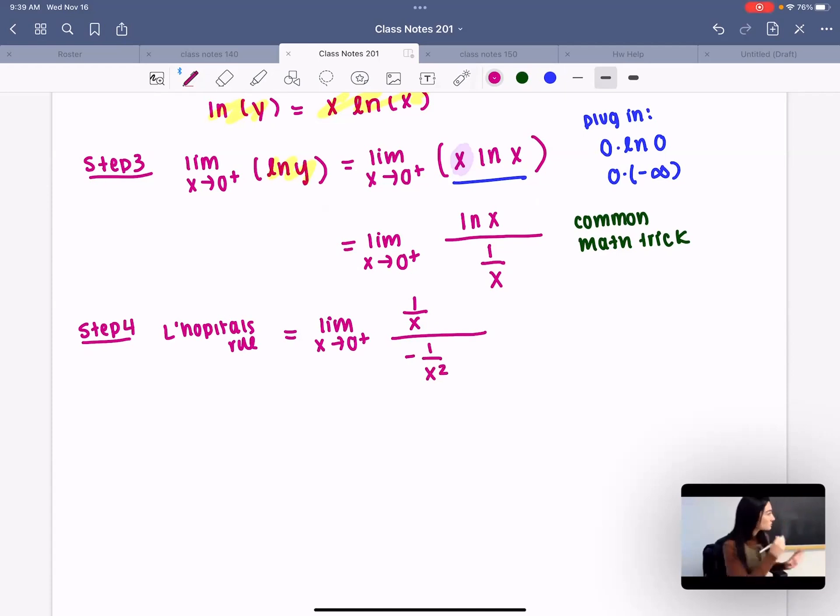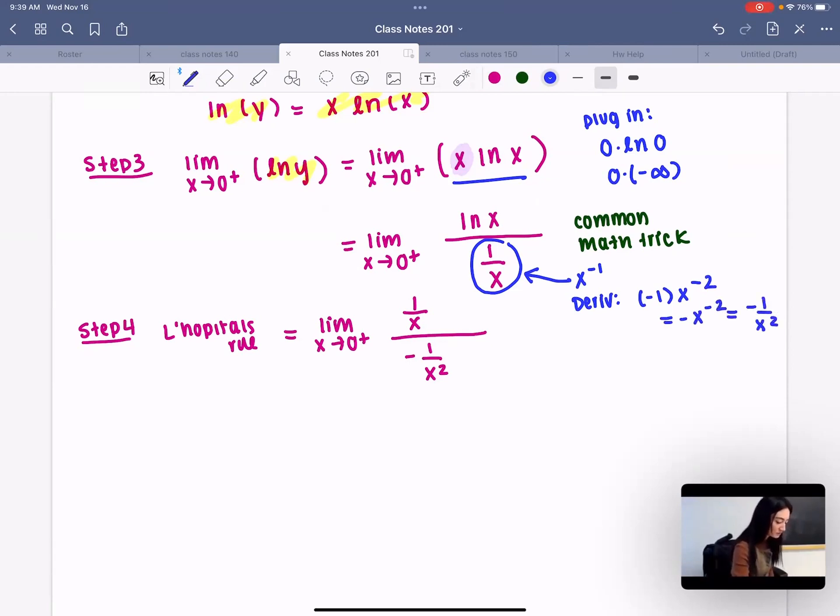Now, if you don't see how that happened, let me write on the side how that happened. I want to find the derivative of this. What's another way of writing 1 over x? X to the power of -1. Good. So if I want to find the derivative, you're going to take the power, put it up front, and then subtract the power by 1. Okay, so this is negative x to the -2, which is -1 over x squared. Okay, so that's how we got the denominator there.